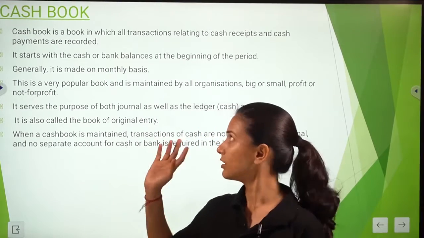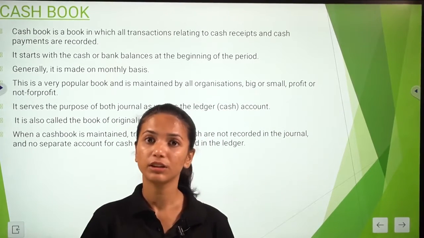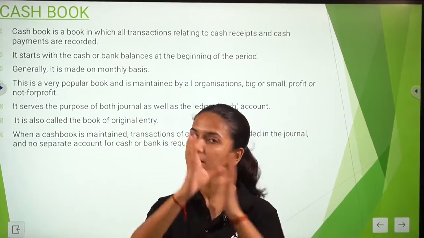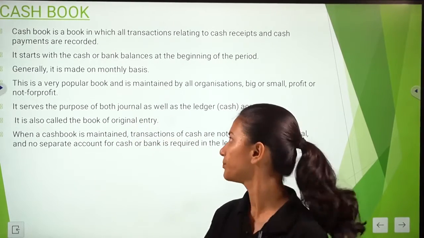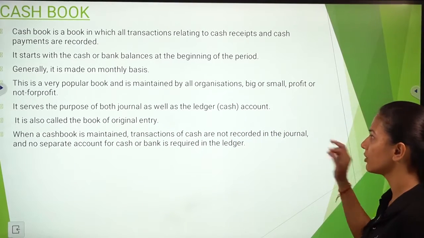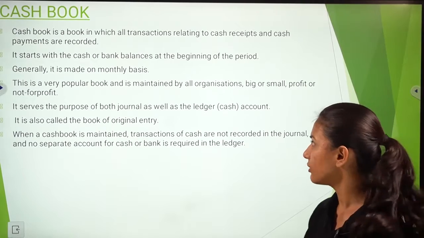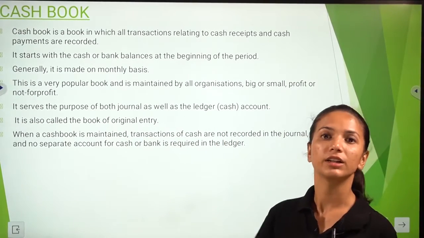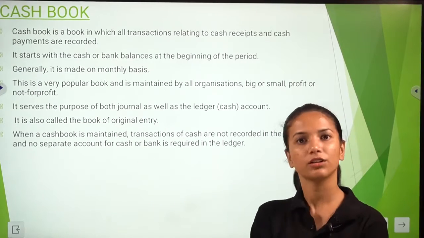Why is it known as similar to the ledger? Because it is a T-shaped account. It has a debit side and a credit side. When a cash book is maintained, transactions of cash are not recorded in the journal, because we have already recorded them in the cash book.